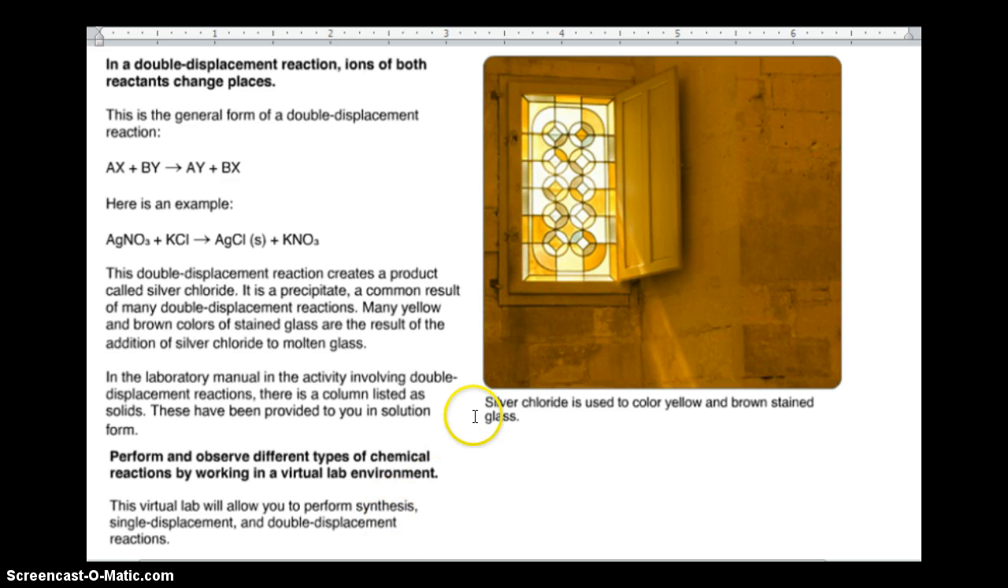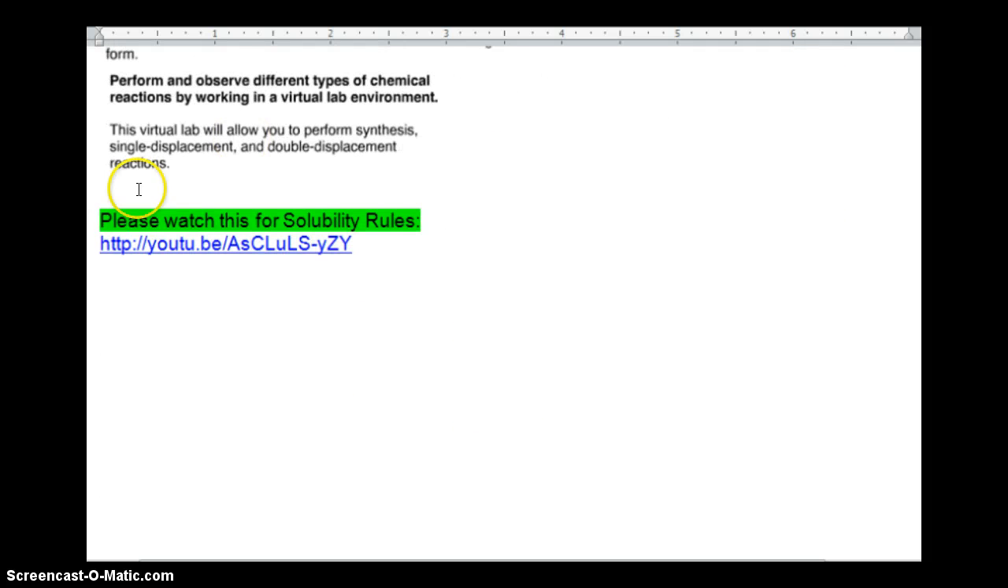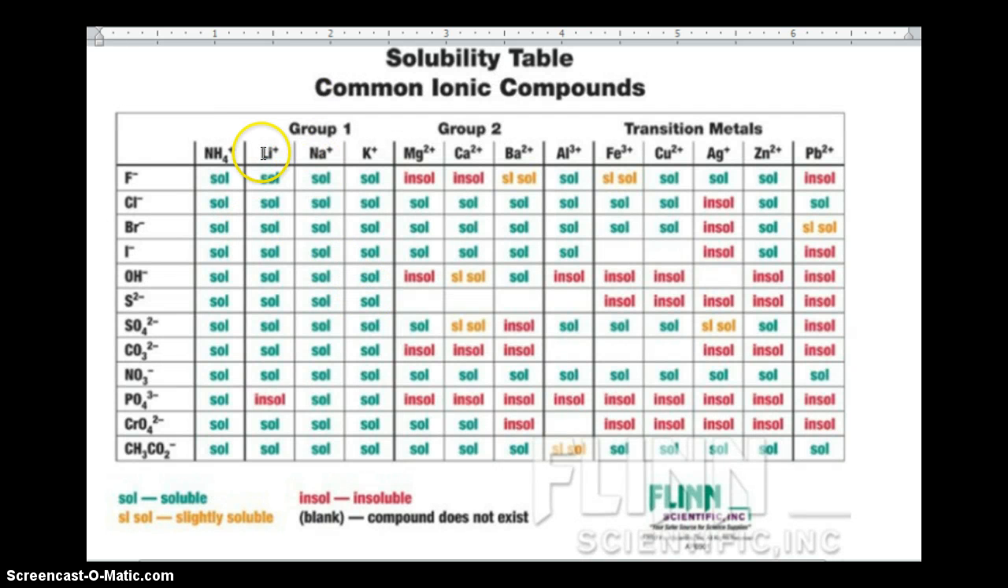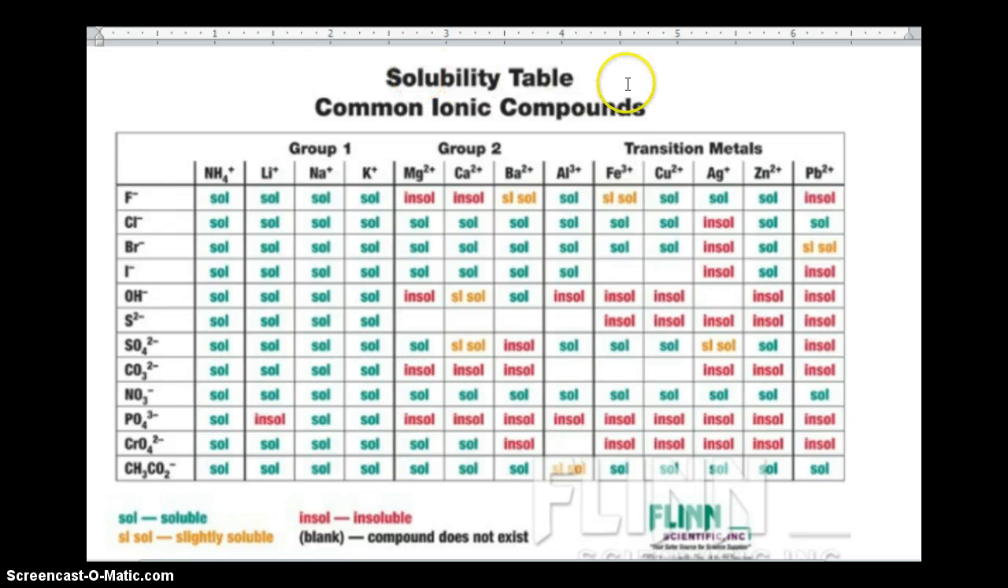In the laboratory manual and the activity, including double displacement reactions, there's a column listed as solids. These have been provided to you in solution form. Don't worry about that. Okay, sorry. Perform and observe different types of chemical reactions by working in a virtual lab environment. So that's what we're going to do next. And then it says, please watch for solubility rules. We're going to come back to that. So instead, we're going to look at the solubility table.